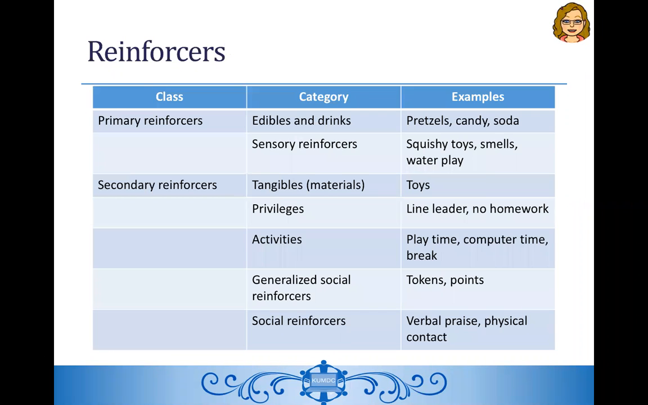So some examples of reinforcers. Reinforcers are broken into two different categories: primary reinforcers and secondary reinforcers. And primary reinforcers occur naturally and are things that don't have to be learned by any of us. So examples of primary reinforcers include things that satisfy basic survival needs: edibles, sensory reinforcers, warmth or cold when it's hot, any foods, touch from other humans. Those are all primary reinforcers.